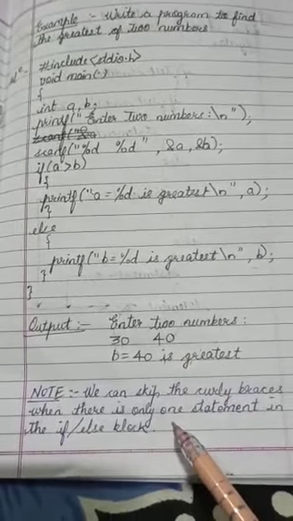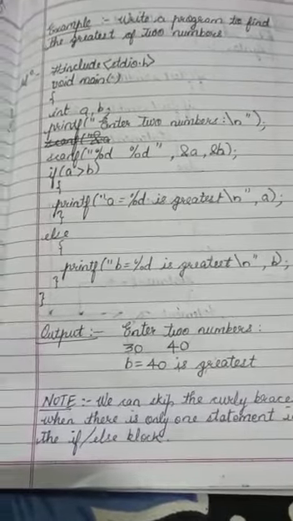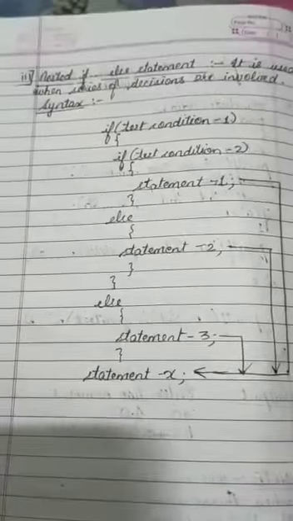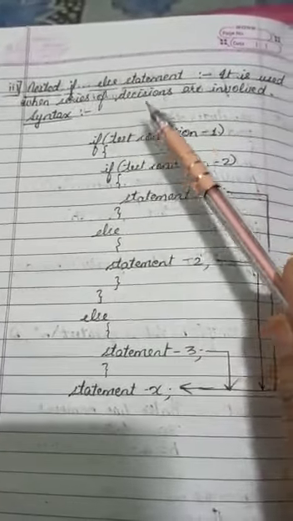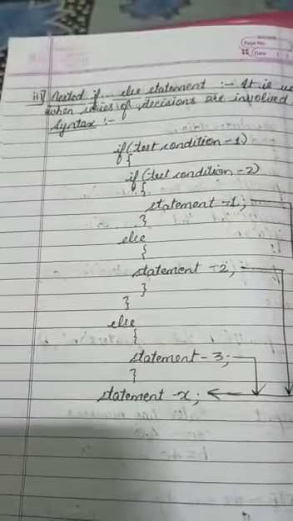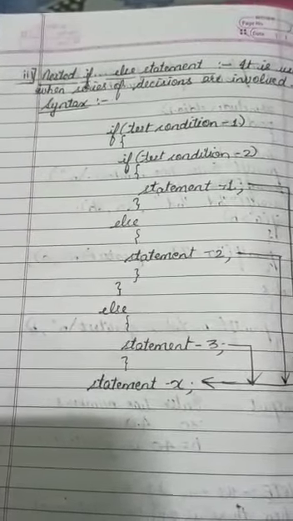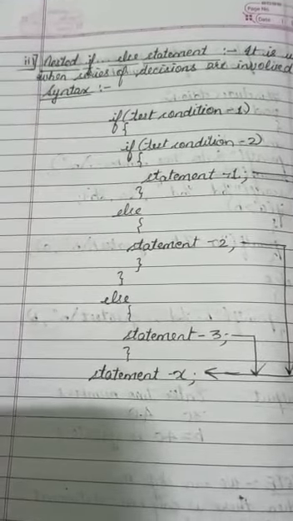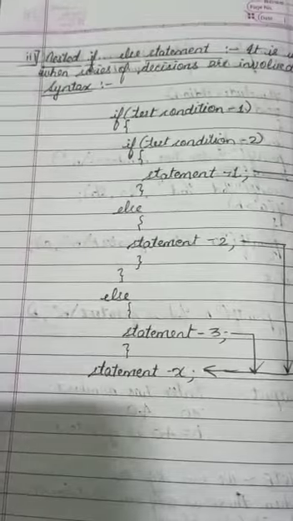Always keep in mind that we can skip the curly braces when there is only one statement in the if-else block. Now we will start with the third kind of if statement, that is the nested if-else statement. The nested if-else statement is used when a series of decisions are involved. That means we have to check multiple conditions, and for each condition there is an equivalent else block.